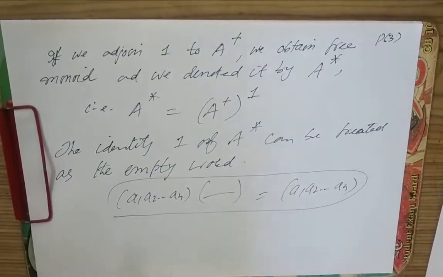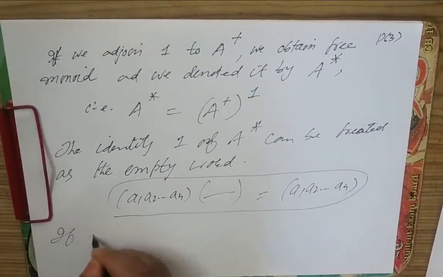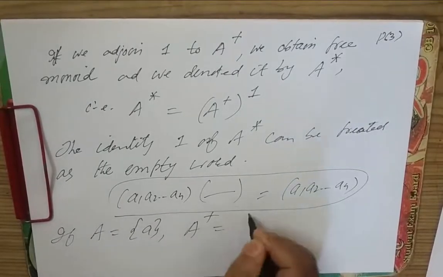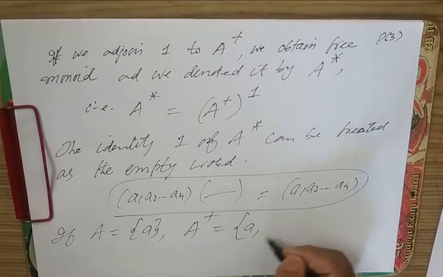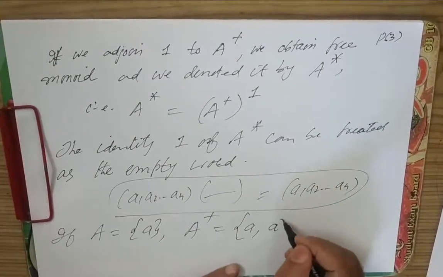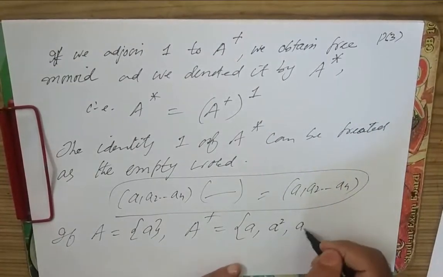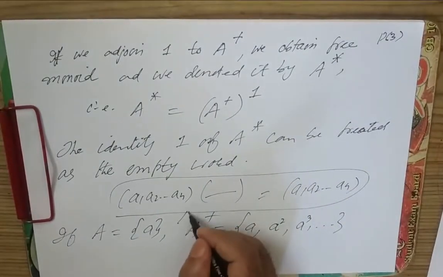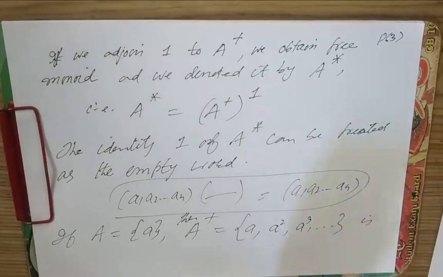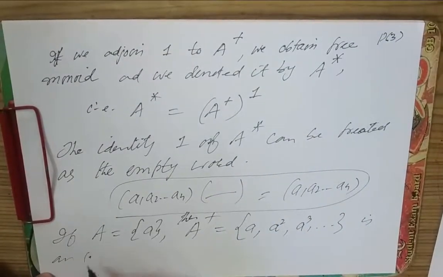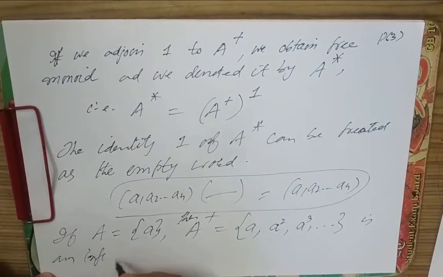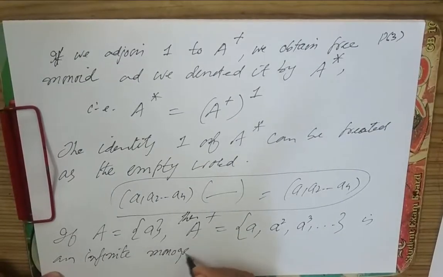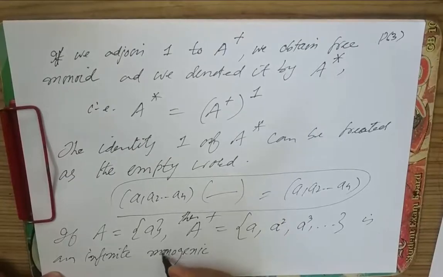A particular case of this free semigroup is if A is equal to a singleton set {a}, then what's A plus? A plus is just a, then aa, which we denote by a square, then aaa, which we denote by a cube, and so on. If A is equal to this, then A plus is an infinite monogenic semigroup.